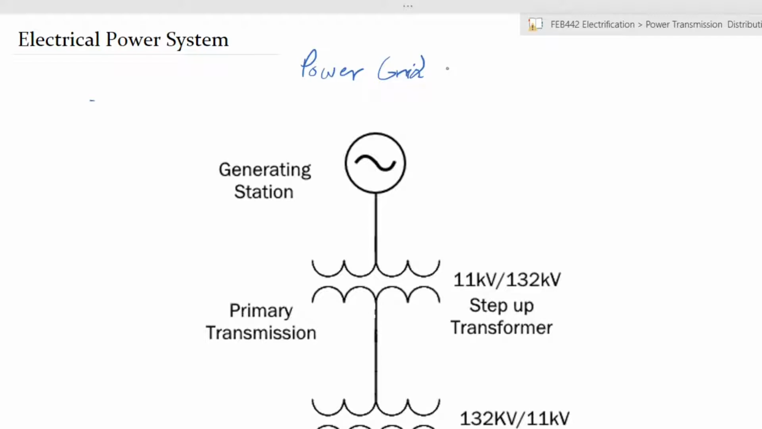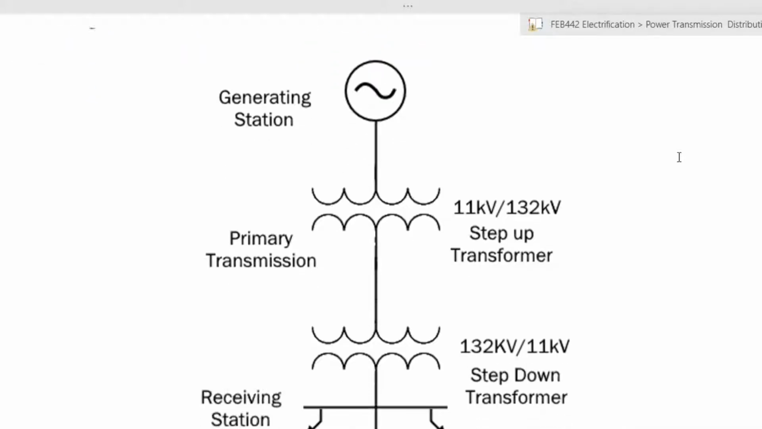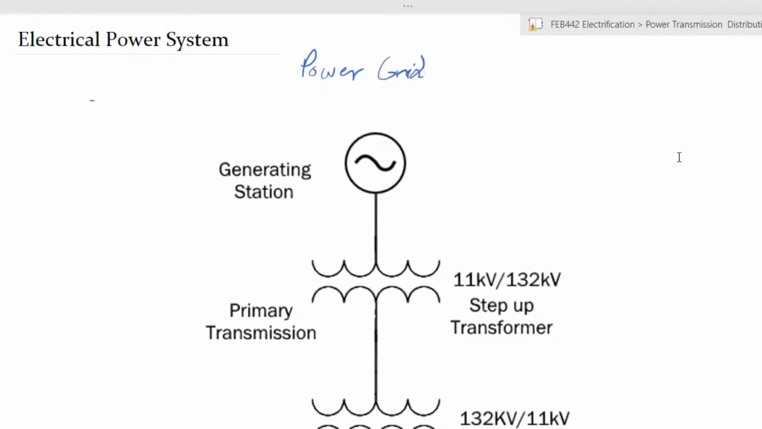Now, what you will also realize is that we do transmit power at various voltages at different levels, and there will be reasons for that, which I will explain shortly. But first, let's go through each of the different stages of power generation. So the first stage is this section here. Up to that point, this is called power generation.